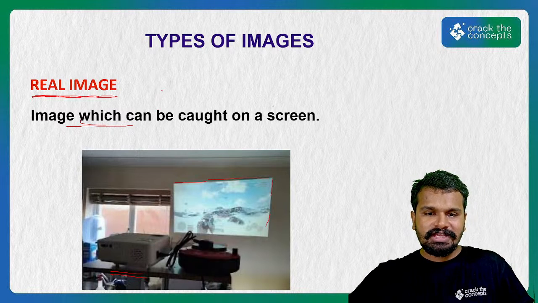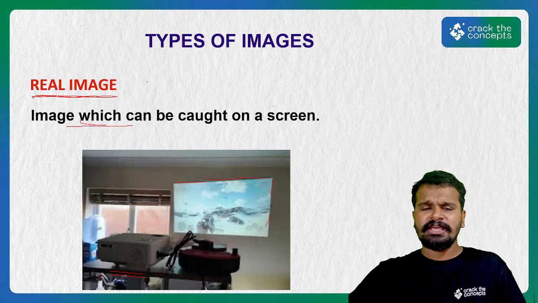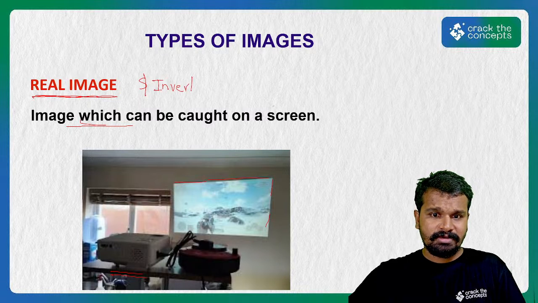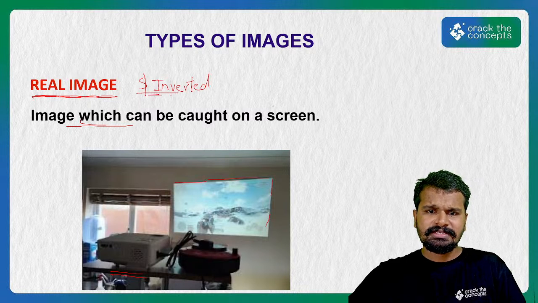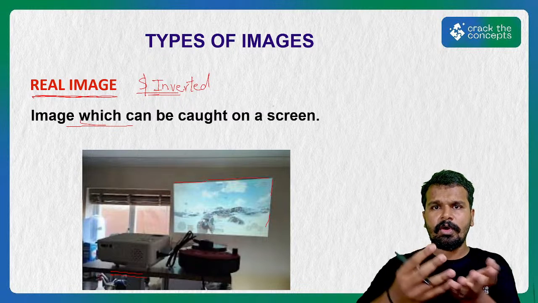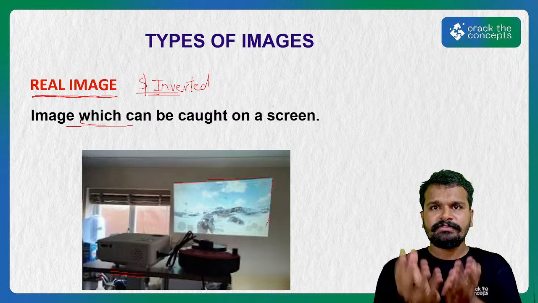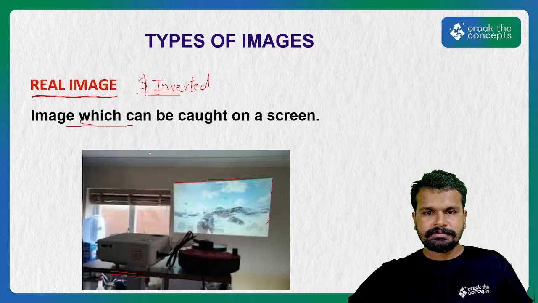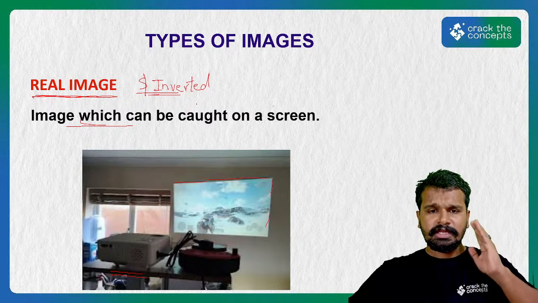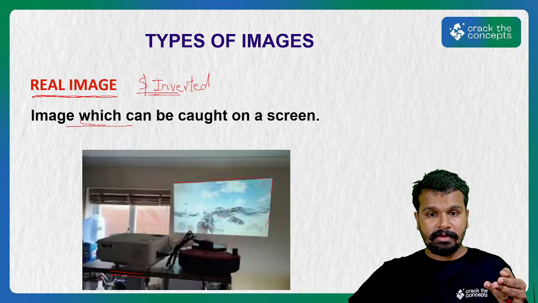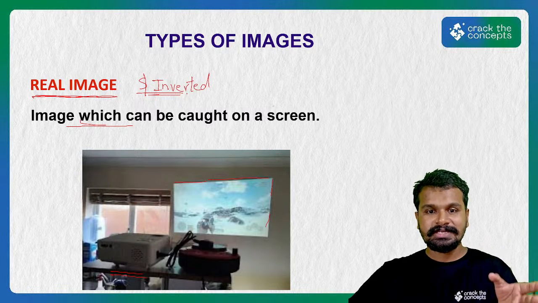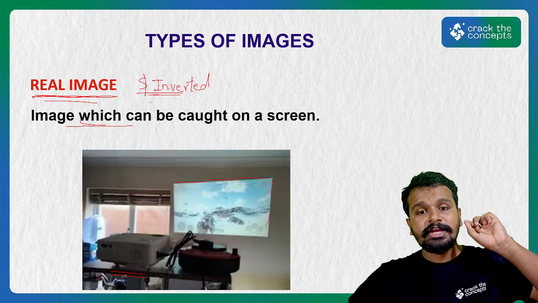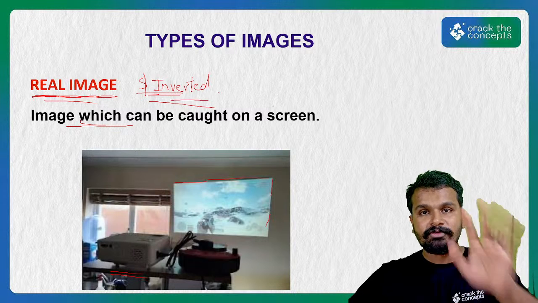And you have to always keep in mind, a real image will always be inverted. It is like a combo offer: if the image is real, it will be inverted. Why is it inverted? In the types of mirrors and in lenses, you will be learning why. So just keep in mind, if the image is real, it would be inverted.